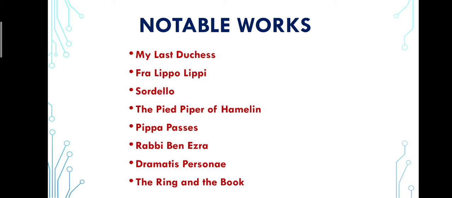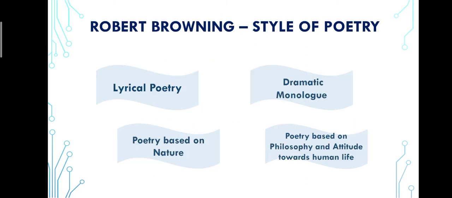Now let's know more about Robert Browning's style of poetry. He wrote lyrical poetry as well as dramatic poetry. Some of his poems were based on philosophy and attitude towards human life, but his most famous poetic style is dramatic monologue. Dramatic monologue is the style due to which he gained much recognition.